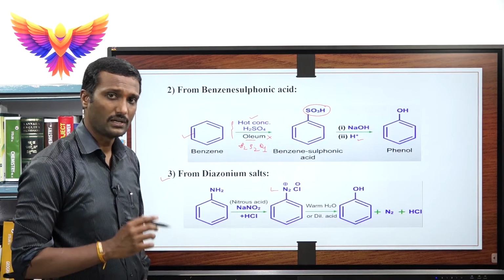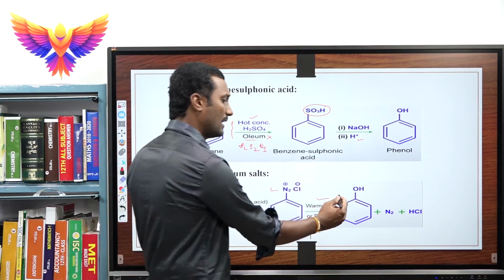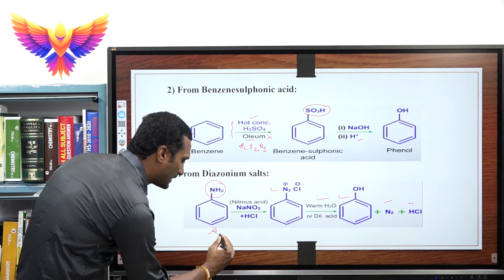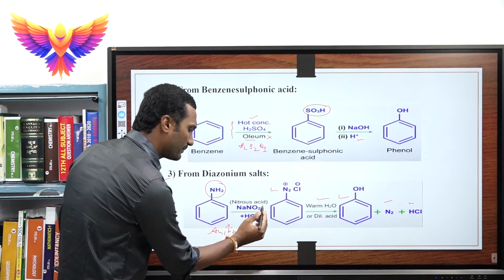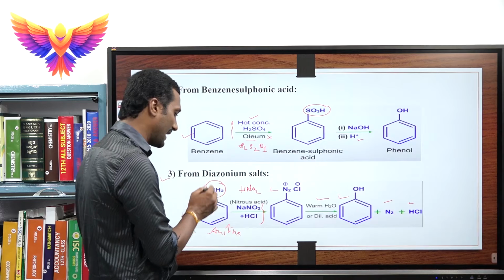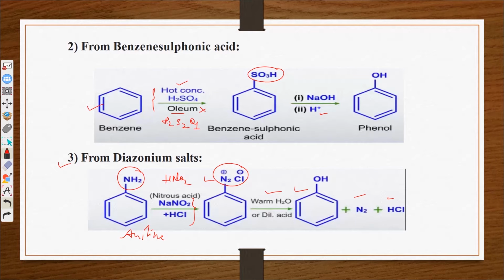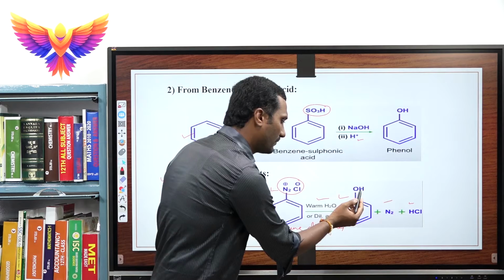Now, we are slightly deviating from the reaction: when you warm this benzene diazonium salt with water, you get phenol plus nitrogen gas plus HCl. Here, amino benzene is also called aniline. When aniline reacts with nitrous acid, which is obtained from sodium nitrite plus HCl, with the formula HNO2, we get a salt called benzene diazonium salt. Since we use HCl, we get benzene diazonium chloride. When you warm it with water, we get phenol.